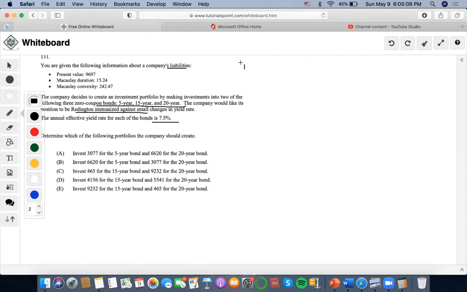Okay, again, what are the rules for Redington immunization? The present value of assets equals that of the liabilities, the duration of assets is also equal to the duration of liabilities, and another thing is that the convexity of assets is greater than the convexity of liabilities. Now we're able to solve.